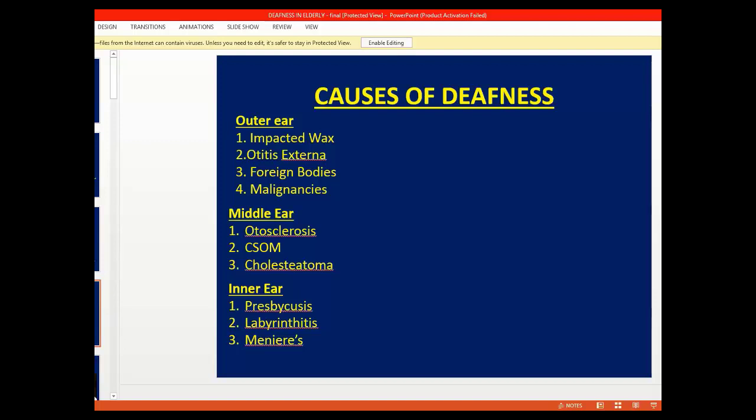You can use a wax solvent and then suck it out also. So these are the foreign bodies. You can see on one side there is an insect. This insect in the ear is very, very disturbing, because when the insect is moving on the drum, the patient will feel severe pain also, and the insect can bite the eardrum also.